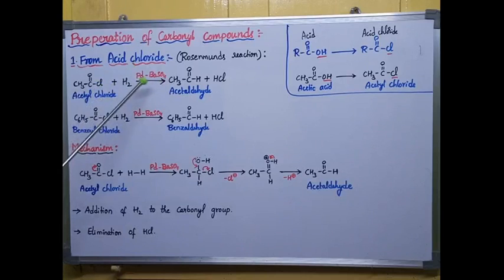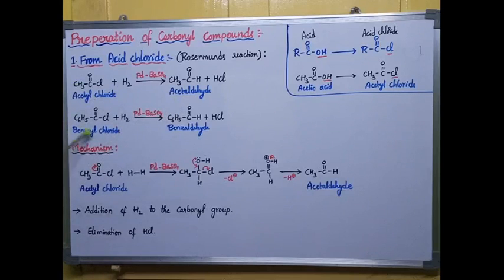This is a catalyst which is helpful for the addition of the H2 molecule to this C=O bond. So acetyl chloride is converting into acetaldehyde because of the addition of hydrogens, and the remaining hydrogen and chlorine combine together and come out as an HCl byproduct. Here I am taking a normal aliphatic acid chloride to produce aliphatic aldehydes.